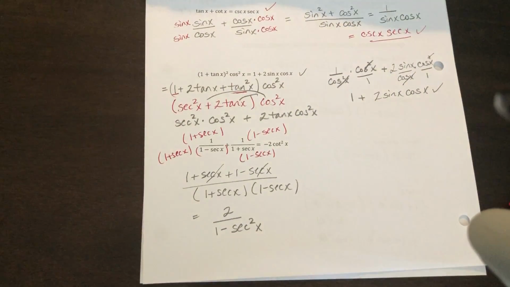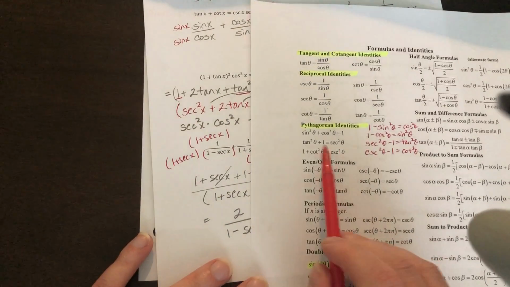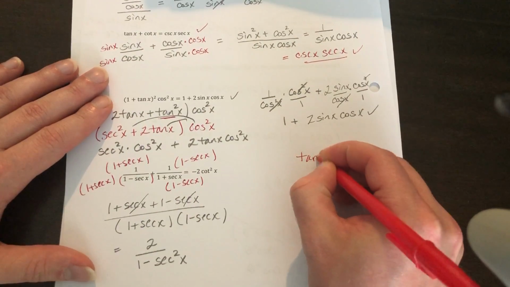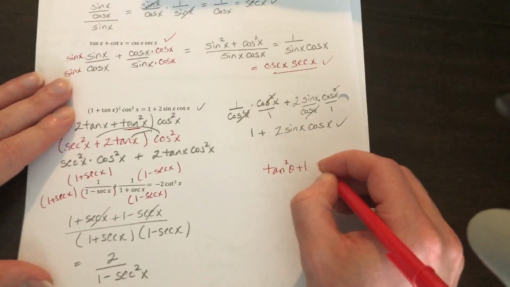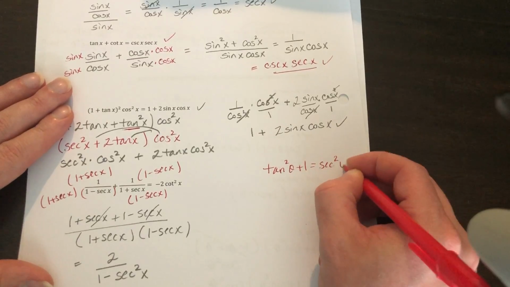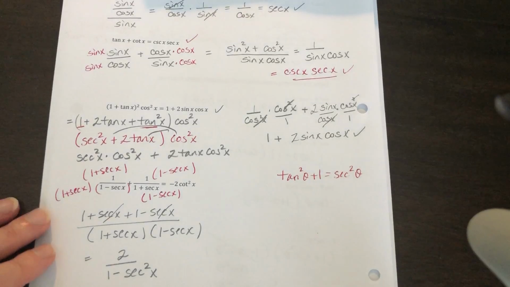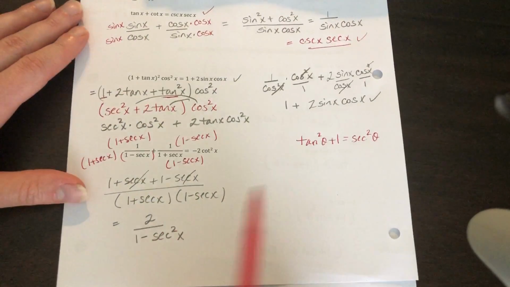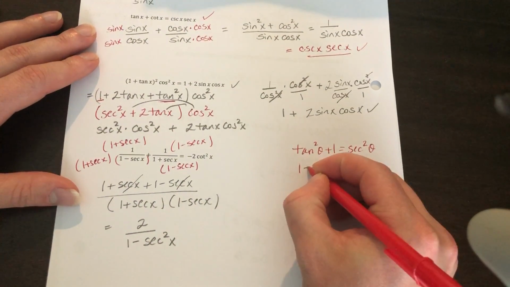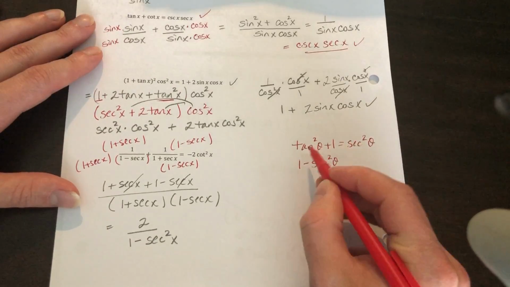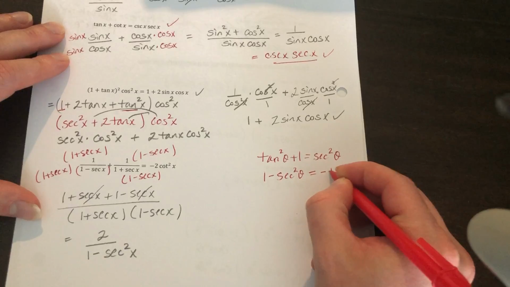Now, on our identity sheet, tangent squared plus 1 is equal to secant squared theta. So I'm going to write that out to the side and show you how to manipulate that. If you want to add that somewhere, feel free to add whatever we derive out to the side. I don't expect you to spend a ton of time doing this on your own. So I have to get 1 minus secant squared theta. So I'm going to subtract this to the other side, and move this tangent to the other side.